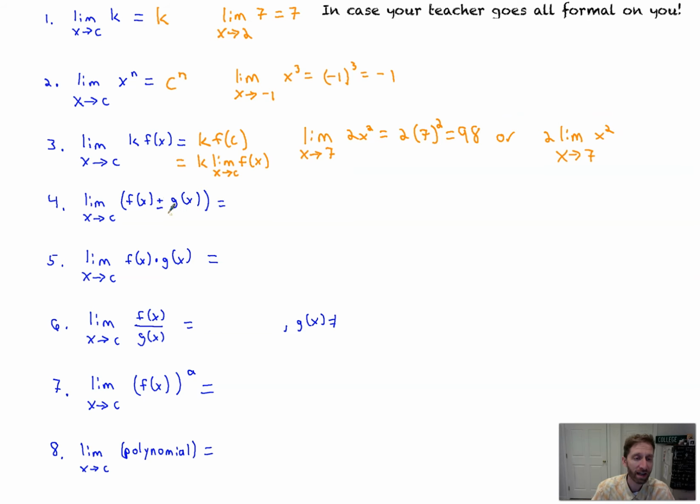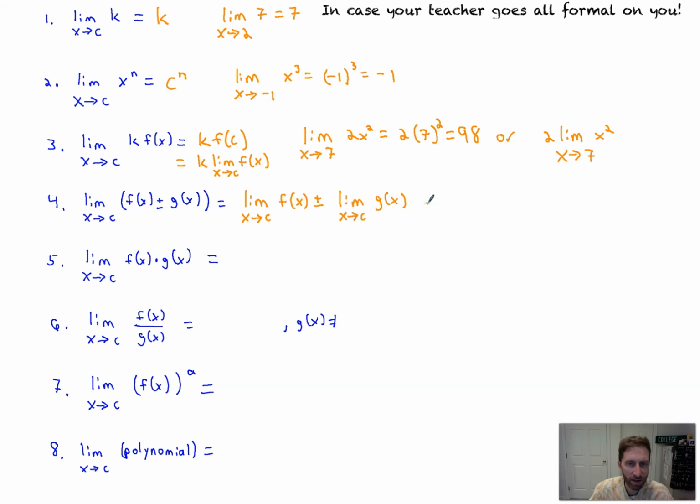Okay, what does this say? This says that if we take the limit as x goes to c of f of x plus or minus g of x, you can also write that as the limit as x goes to c of f of x plus or minus, doesn't matter if you add or subtract here, the limit as x goes to c of g of x, meaning we can either take the sum of the two functions and then take the limit, or take the limit of each individual part and then add or subtract them.